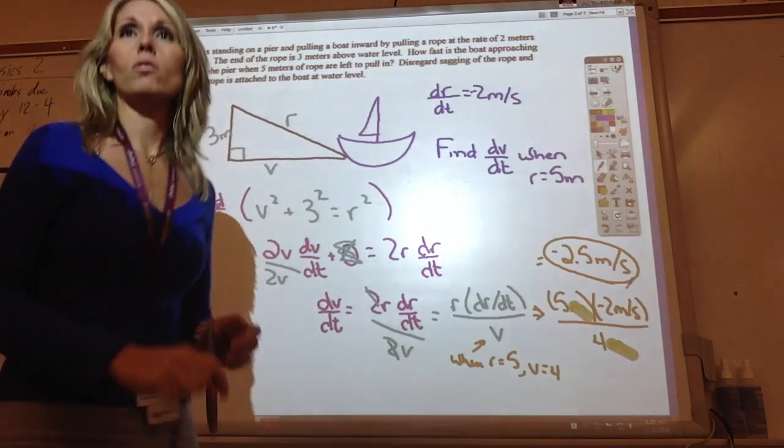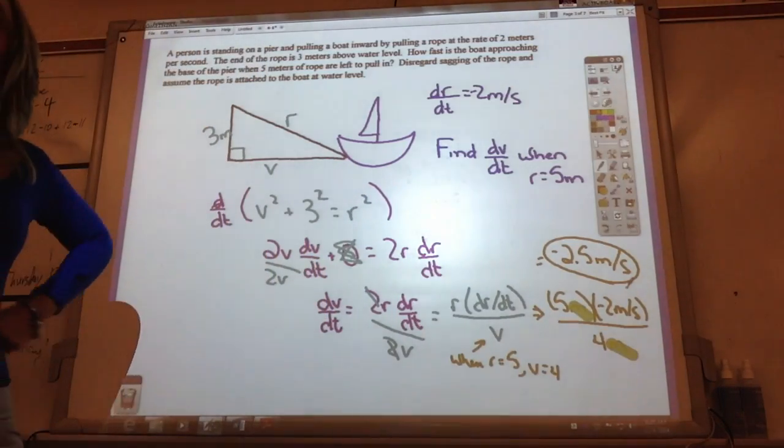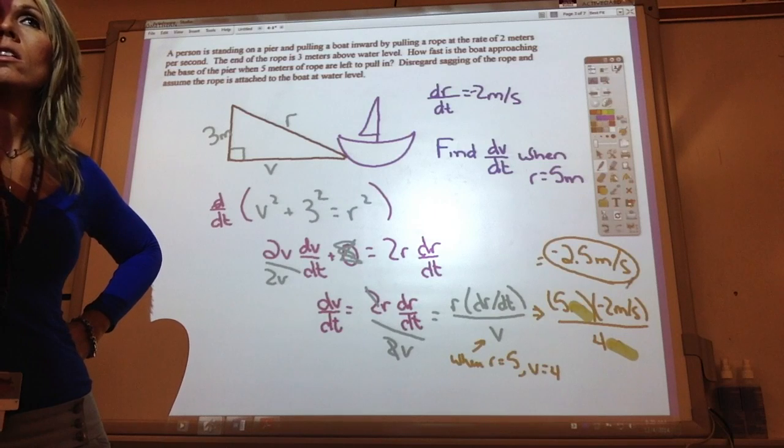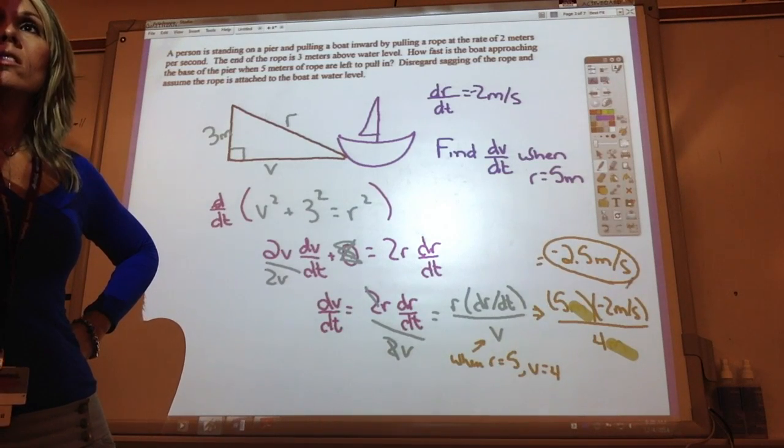What was your hand up for? I was gonna ask, how would you know when to draw a triangle? Because I would have just drawn a straight line.